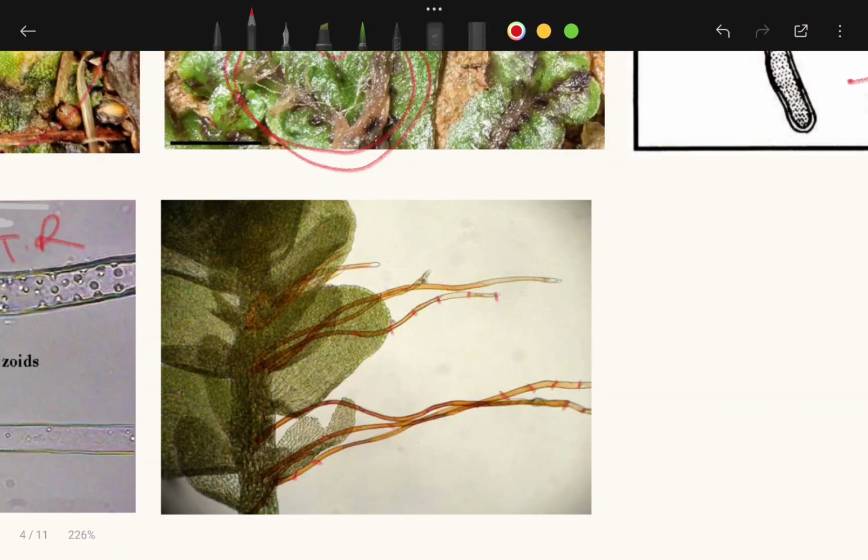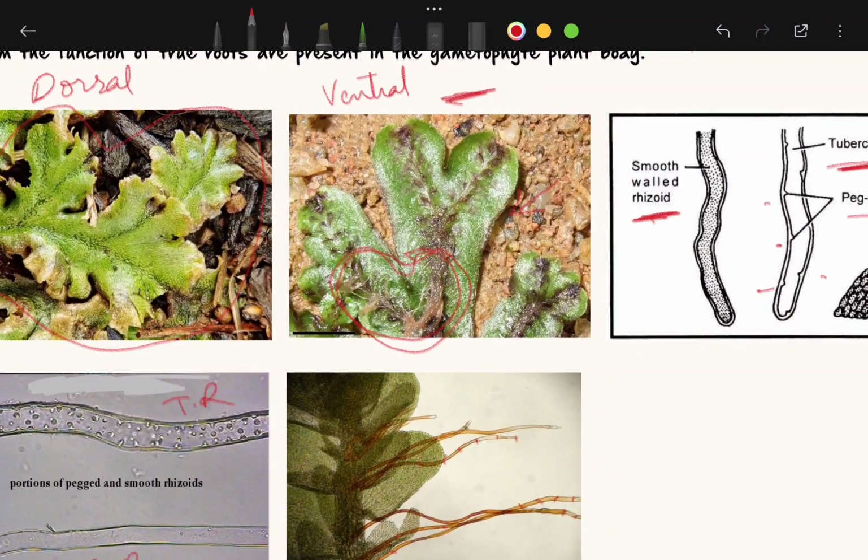So rhizoids are present, roots are totally absent, but the rhizoids function just like roots. They help the plant to anchor to the soil, and they also help in the absorption of water and minerals.